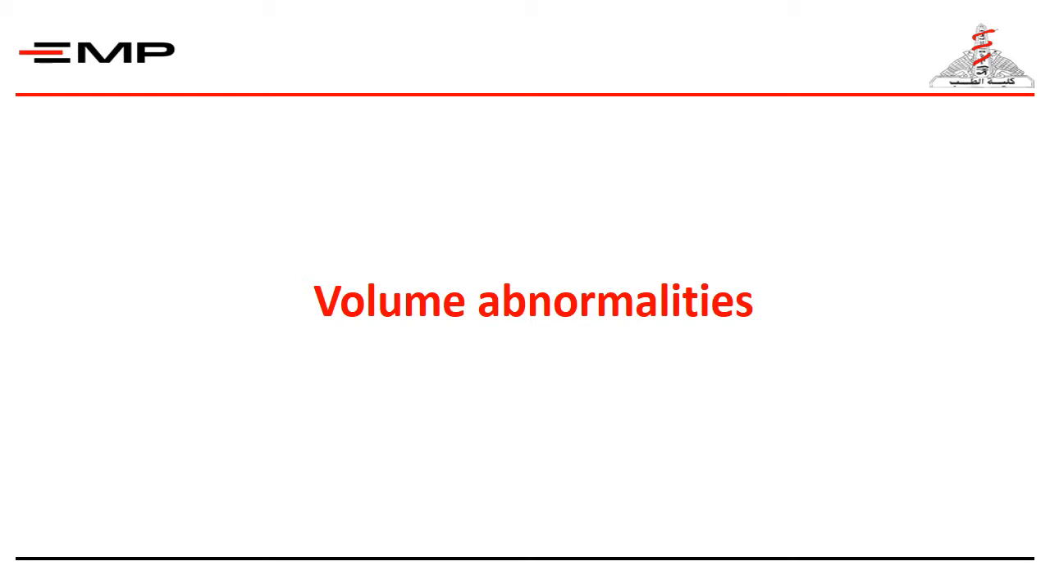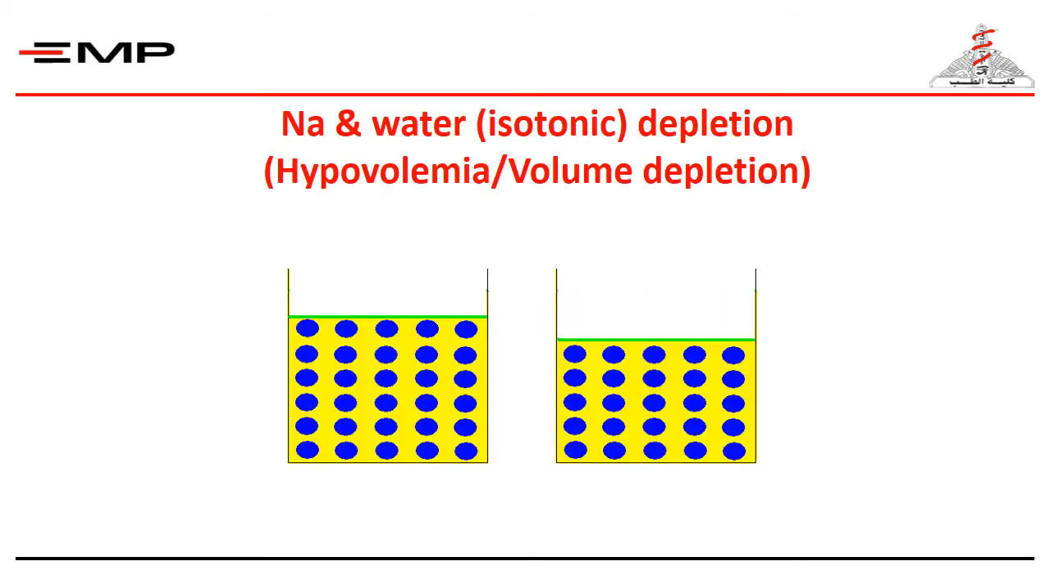Pure volume abnormalities occur due to body losses of both water and sodium in the same proportions in the extracellular fluid. If the yellow is water of the extracellular fluid and the blue balls are the sodium cations in the fluid, then if we pour some of this water away, the volume of this salty water decreases, but the concentration of sodium in the remaining water is the same.